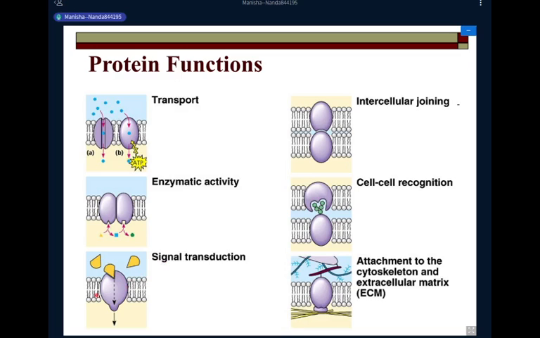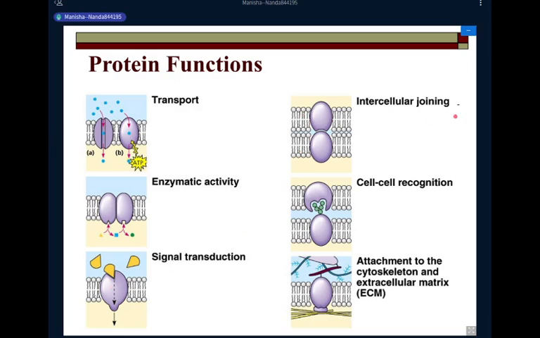Then these proteins help in signal transduction. These membrane proteins actually act as receptors that can receive a ligand, or you can say signaling molecules, from the extracellular space that can come and bind to the membrane of a cell and transmit a message to the cell interior that can bring about any biochemical or morphological change in the cell. So they help in signal transduction also.